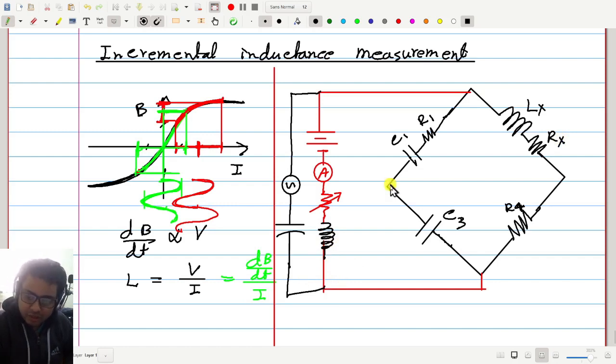Sir, again, why will the AC current not flow through the DC source? It's not that it will not flow at all, but if I choose a large value of inductor, then only a small value of current will flow. Okay. Got it.